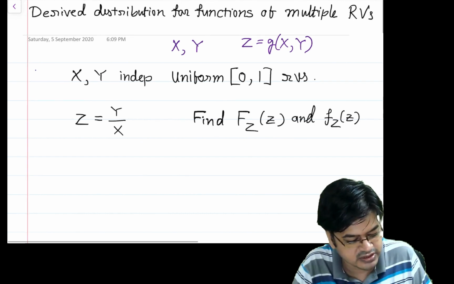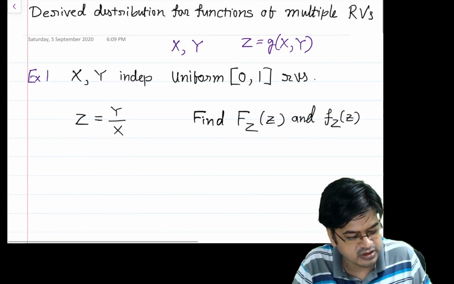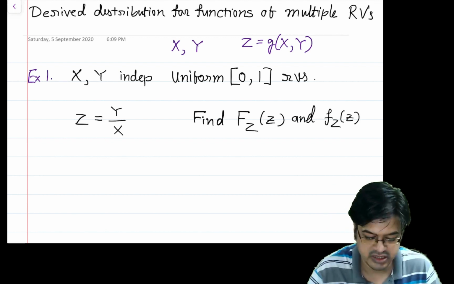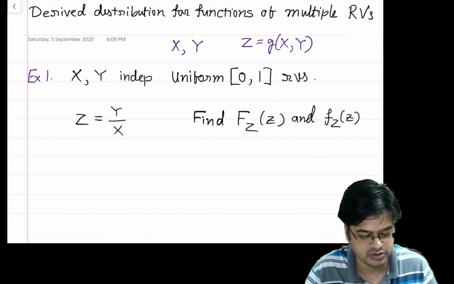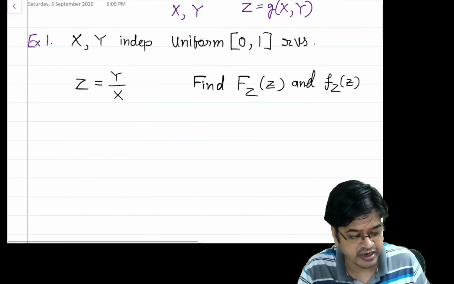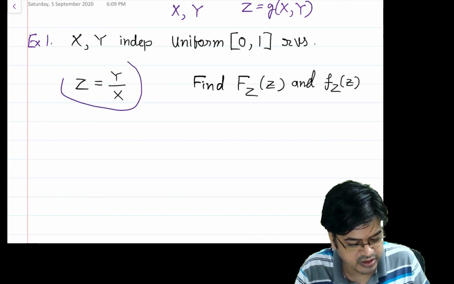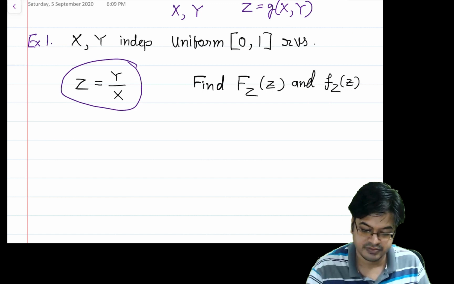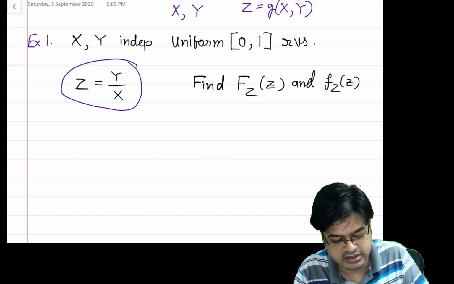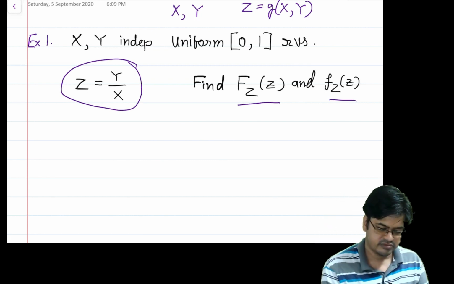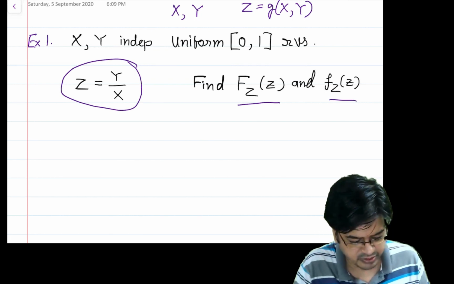So let us start with the first example, which is x and y are independent random variables. They are identically distributed in the sense both of them are uniform 0 1, and I have been given a random variable Z which is equal to y by x. Okay, and the question that is asked is find the cumulative distribution function of this Z and the PDF of this Z. So let us approach this problem.